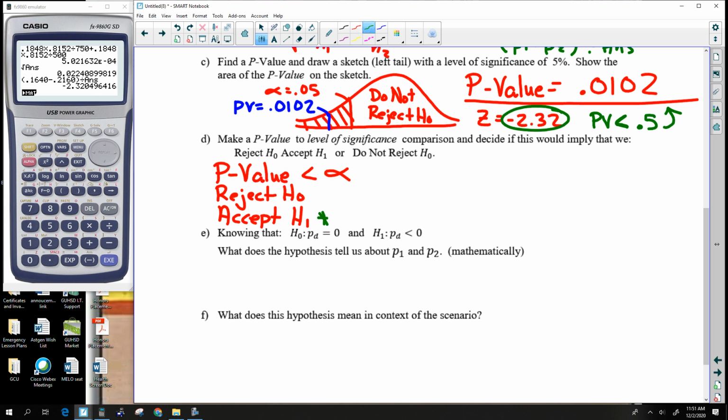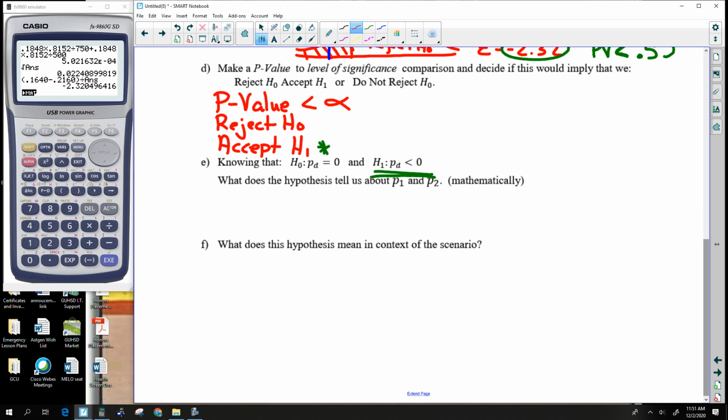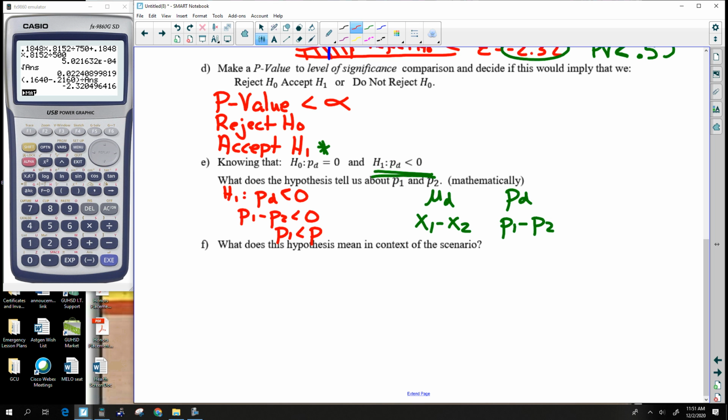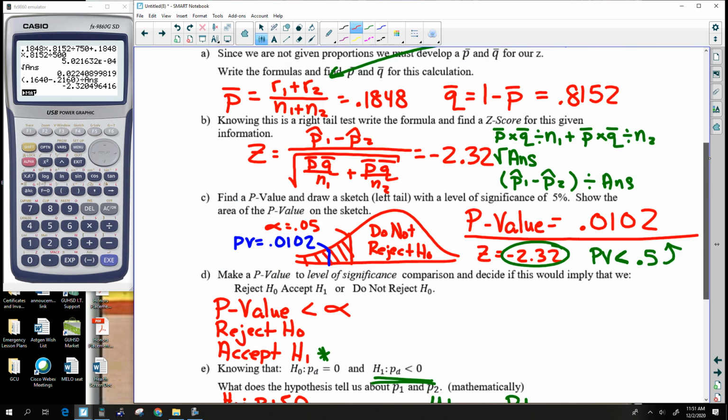So in essence, we are taking H1 as our answer. H1 is described right there. So let's go into that description. That means we're accepting H1. H1 is saying PD is less than 0. You'll recall that mu of D is thought of as x1 minus x2, and P of D is thought of as P1 minus P2. So P of D is less than 0. That means P1 minus P2 is less than 0, and ultimately, P1 is less than P2. So the probability of 1 is less than the probability of 2.